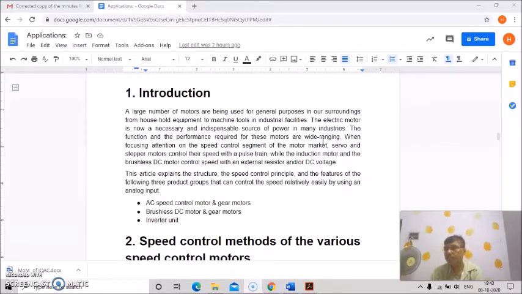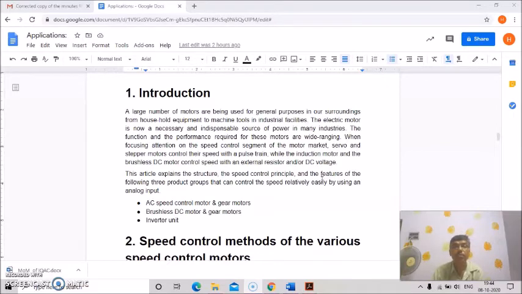A large number of motors are used for general purposes in our surroundings, from household equipment to machine tools in industrial facilities. The electric motor is now a necessary and indispensable source of power in many industries, and the function and performance required of these motors are wide ranging. When focusing on the speed control segment of the motor market, some servo and stepper motors control their speed with a pulse train, while the induction motor and the brushless DC motor control speed with an external resistor and or DC voltage.